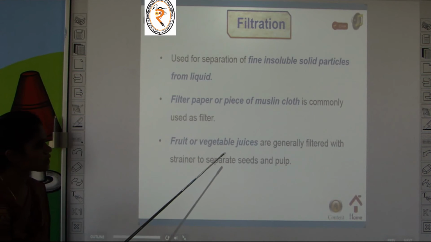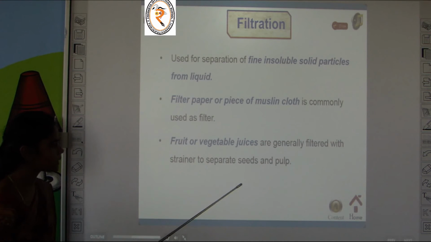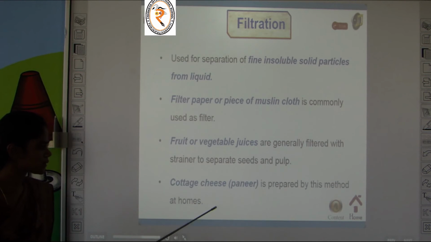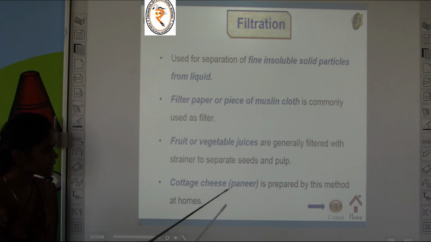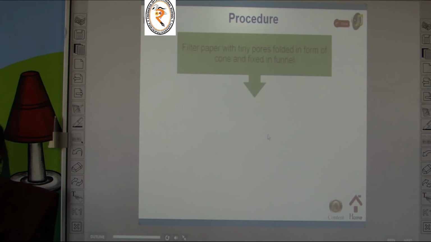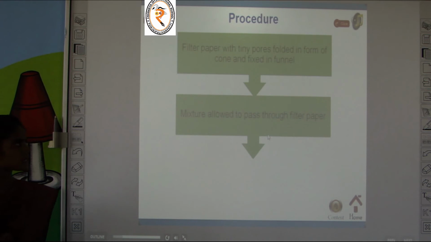See, fruit or vegetable juices are generally filtered with a strainer to separate seeds and pulp. Cottage cheese, that is paneer, is prepared by this method at homes. So this is about the filtration process. What is the procedure included in this?